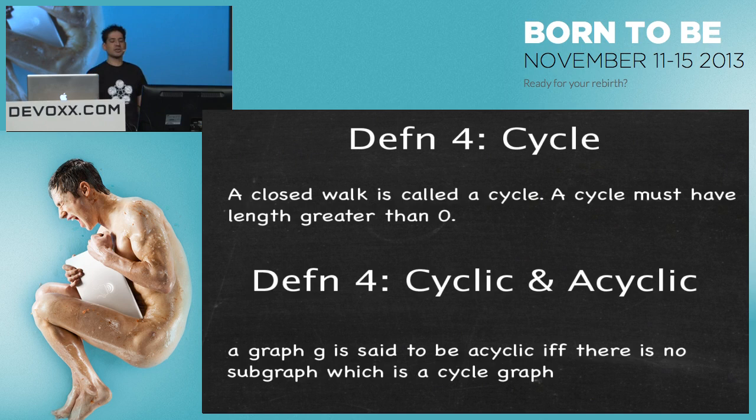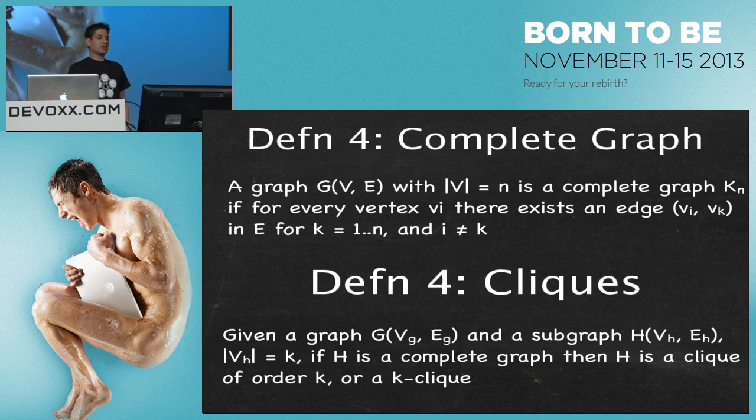Any graph that has a subgraph that contains a cycle is said to be cyclic, otherwise it is acyclic. And an acyclic directed graph, or a DAG, is also called a tree. And I'm sure you've all come across tree data structures before. They are just a special case of graphs. So we've got basic graphs, we've got subgraphs, we've got walks.